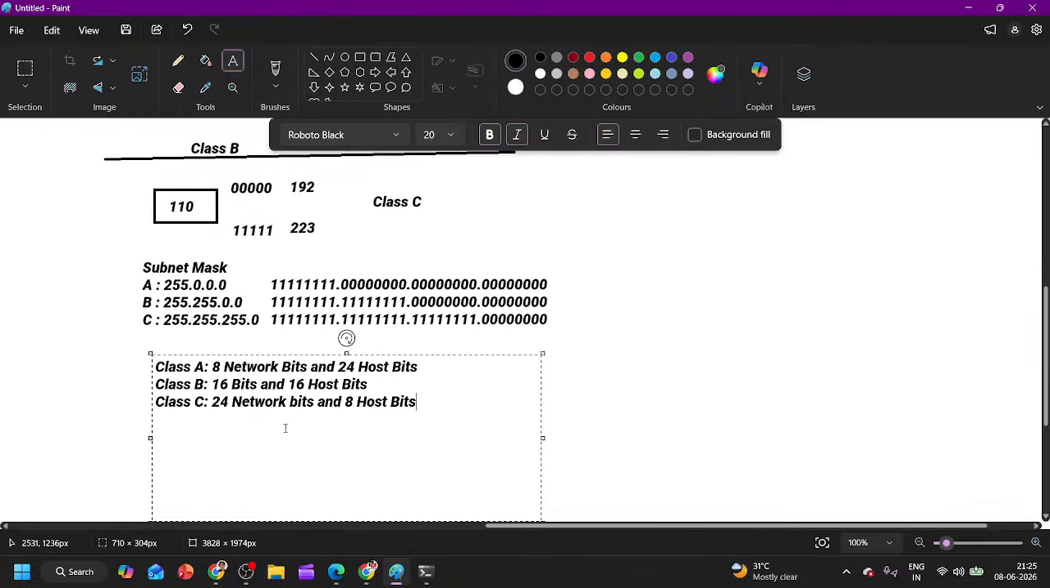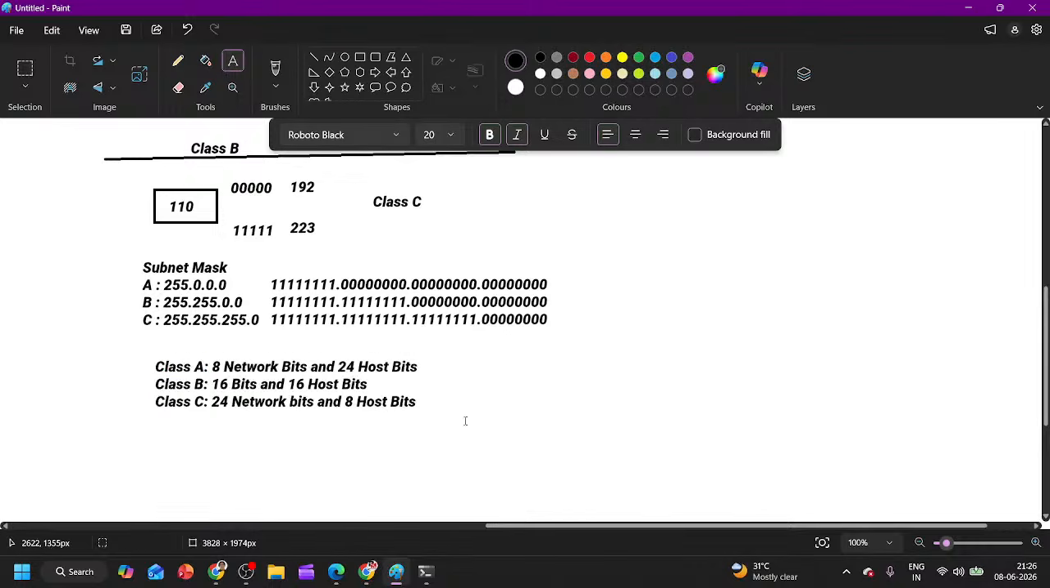Let's say a small organization has multiple small sites, multiple small departments. Let's say in a company there are 200 departments. In each department there are around 200 employees. Everyone needs IP addresses, 100 or 200 employees. So can I use a class C IP address? Sorry, not class C. Can I use a class A IP address?